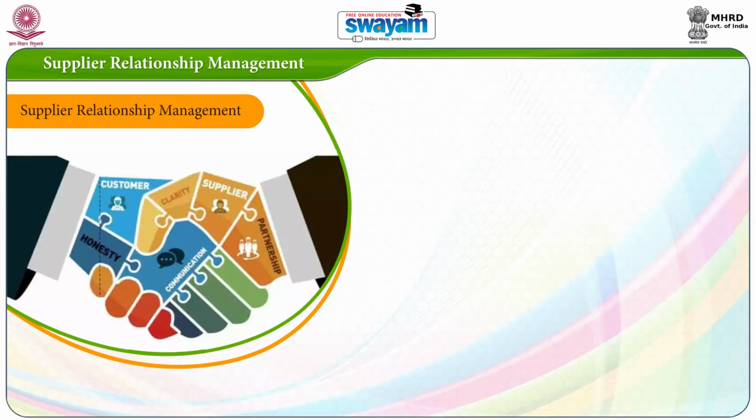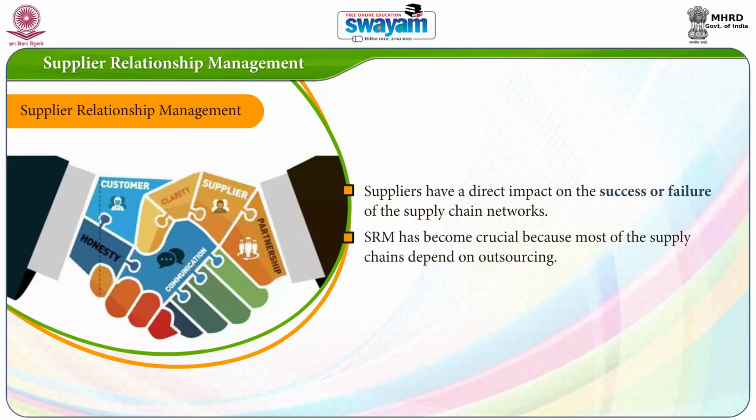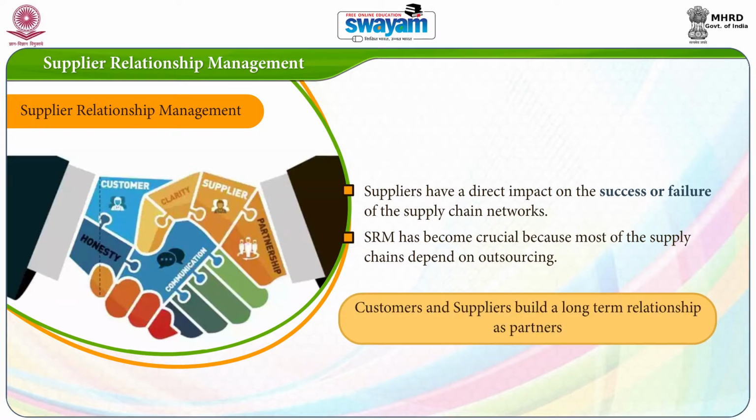The third one is related to supplier relationship management. Modern supply chains are so designed that the suppliers have a direct impact on the success or failure of the supply chain networks. Supplier relationship management has become crucial because most of the supply chains depend on outsourcing, and SRM refers to the process in which customers and suppliers build a long-term relationship as partners.